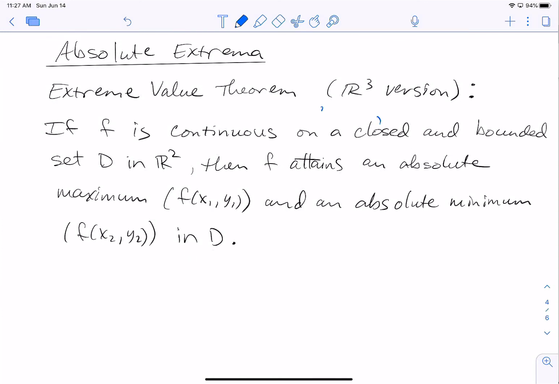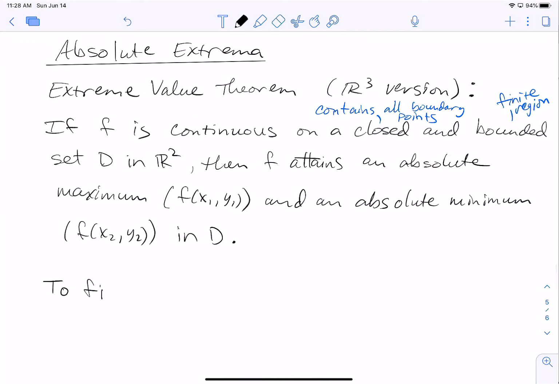Closed means that it contains all of its boundary points. Think about an interval in one dimension. Think about an interval on the number line with square brackets instead of parentheses. Bounded means it's a finite region. In other words, given a surface, if we take just a piece of it, then on that piece of it, there will be a biggest output and a smallest output. That's what this says. That is called an existence theorem, but it doesn't tell us how to find them.